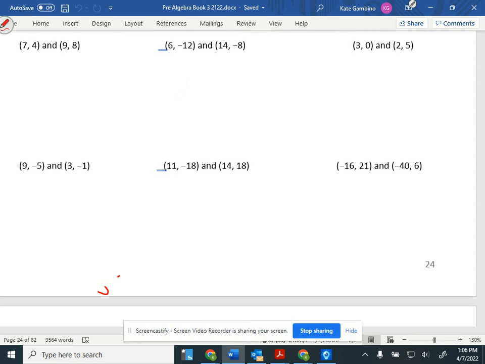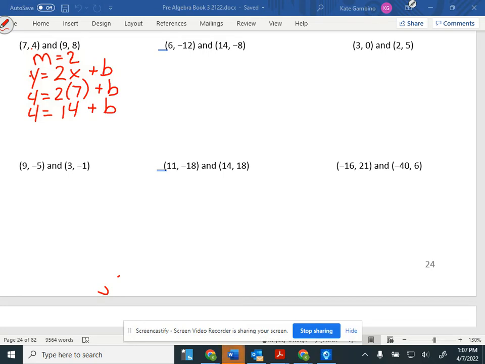Okay. So what was our slope that we discovered? It was m equals 2, right? And we know how we got that slope. Do I need to rewrite how we got the slope, or are we good? Okay. So we had y equals m, which we knew was 2, 2x plus b. We wanted to plug in one of our ordered pairs. So 4 equals 2 times 7 plus b. So 4 equals 14 plus b.